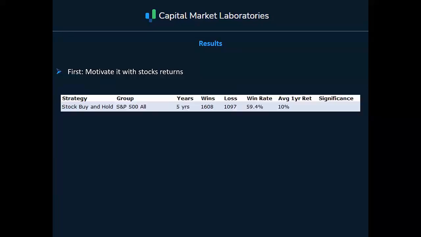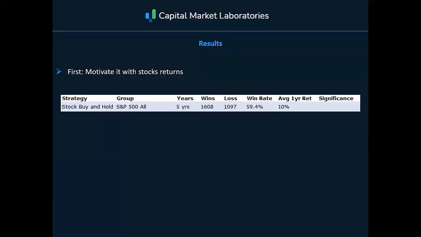If we took the constituents of the S&P 500 in 2018, and I said, I want to see the average one-year return for every stock in that group from June 2018 to June 2023. One-year return, every single stock in the S&P 500. The win rate, which is simply measured as were the returns positive or negative, was 59.4%. That makes sense. Stocks go up in general, in particular large caps. The average one-year return was 10%. This is not me doing anything.